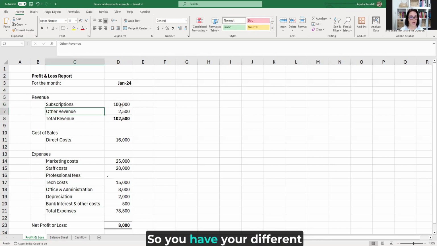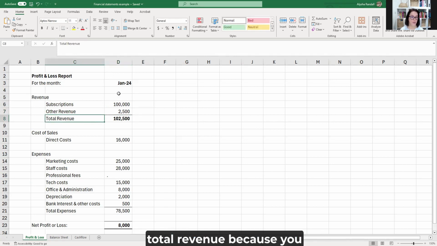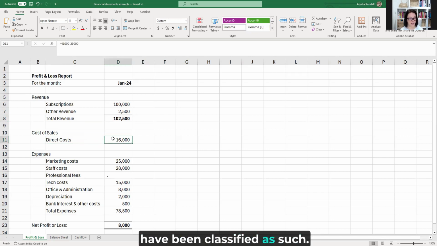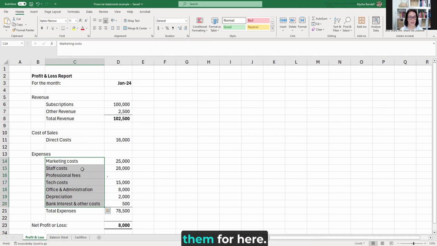So you have your different types of revenue. Sometimes you might just have total revenue because you haven't put in different revenue elements. You have your direct costs that have been classified as such. And then you'll have a list of expenses. And generally, the list of expenses can be quite long, but I've just summarized them here.